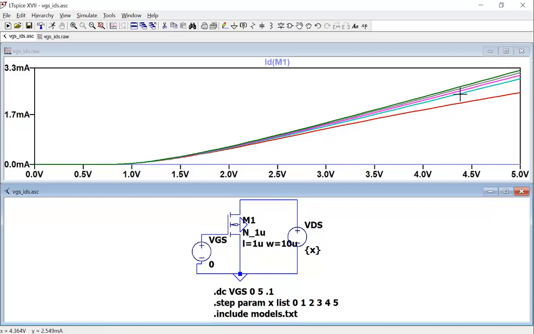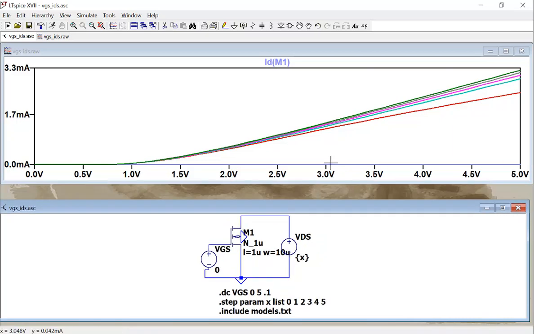But how can you tell which one is 5 volts, for example, for VDS? Which one is 4 volts? Which color? Higher VDS will be on the left, and lower VDS should be here. So this one is 0 volts, because 0 volts of VDS is not giving you any current. The channel is off, no matter how you change VGS.